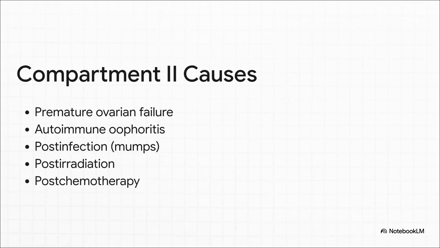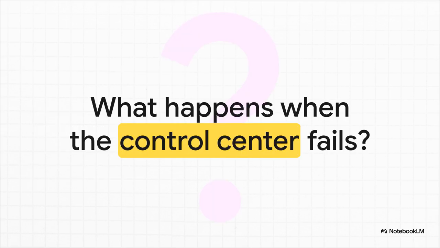Now, if we check and the doors are wide open, we move our investigation up to the factory floor. Compartment 2, the ovaries. And honestly, this is our prime suspect. Ovarian issues are responsible for a massive 50% of primary and 40% of secondary amenorrhea cases. The biggest culprit here is premature ovarian failure, or POF, which affects about 1 to 5% of women before the age of 40. The ovaries just essentially stop working early. This could be due to idiopathic reasons, autoimmune oophoritis, or even iatrogenic causes like chemotherapy, radiation, or surgical removal. But here is where the mystery actually deepens.